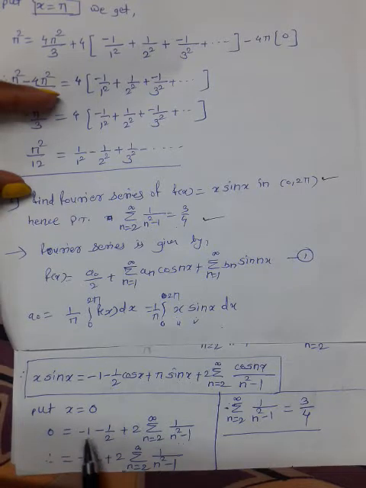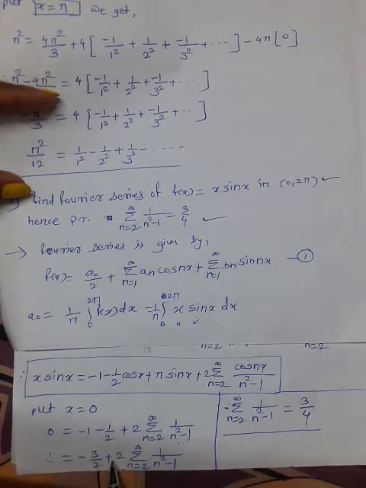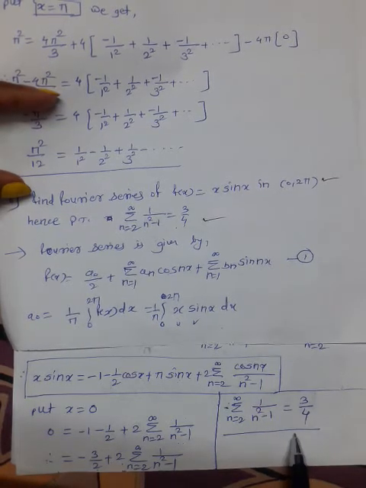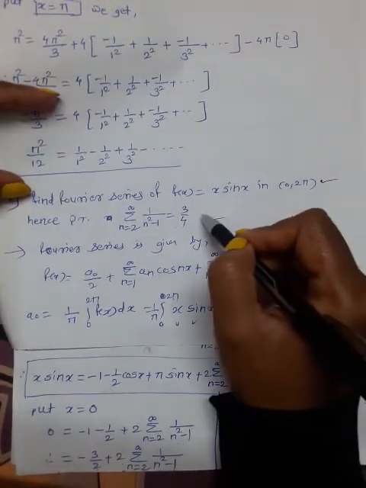Okay, now simplify. Minus 1 minus half becomes minus 3 by 2 plus this 2 into summation as it is. Now take this term as it is and the rest of the terms to the other side. It becomes plus 3 by 2, and 2 comes to the denominator, it becomes 3 by 4. This is what we have to prove.